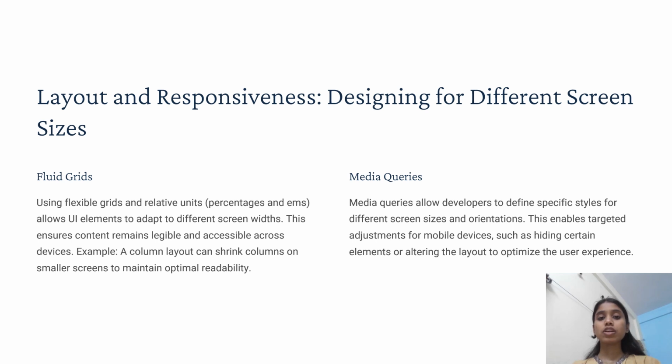That is, a site which works on a desktop or a laptop should also work on a mobile through the mobile layout, and a desktop site layout on a desktop. Then we have media queries. Media queries allow developers to define specific styles for different screen sizes and orientations. This enables targeted adjustments for mobile devices, such as hiding certain elements or altering the layout to optimize the user experience.